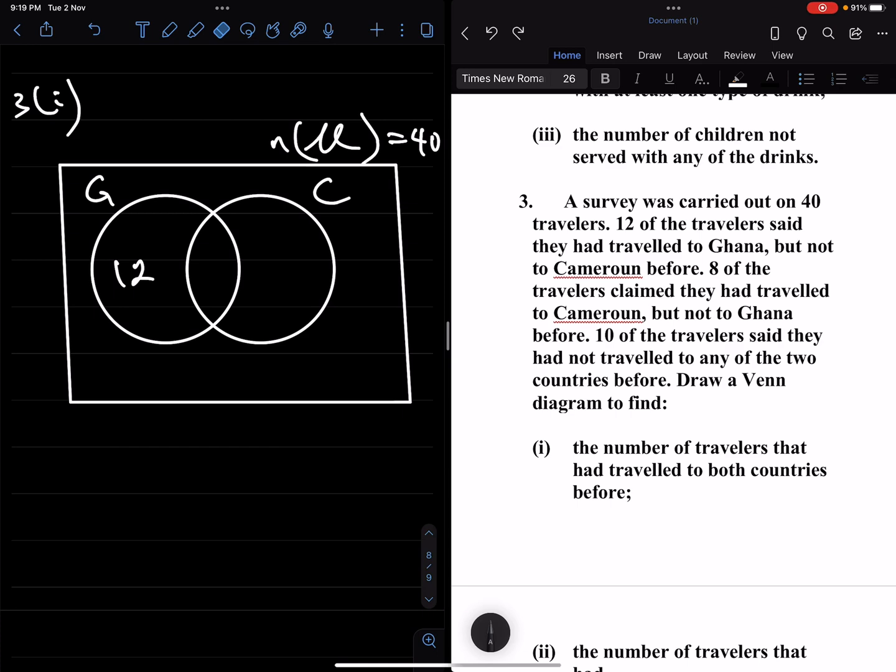8 of the travelers claimed they had gone to Cameroon but not to Ghana. That's this place. Cameroon only. You can see there's nothing like Ghana in it. So that's 8. In set notation, that will be the number of elements in the set G complement intersection C, and that's 8.